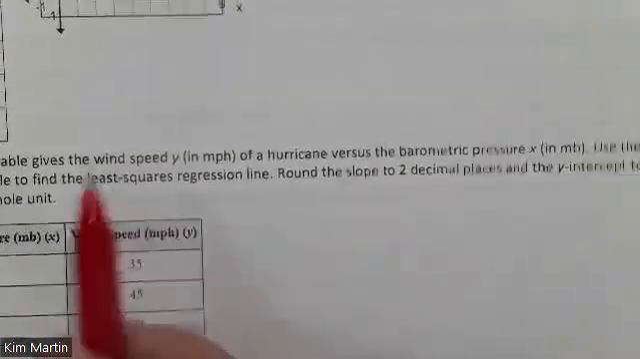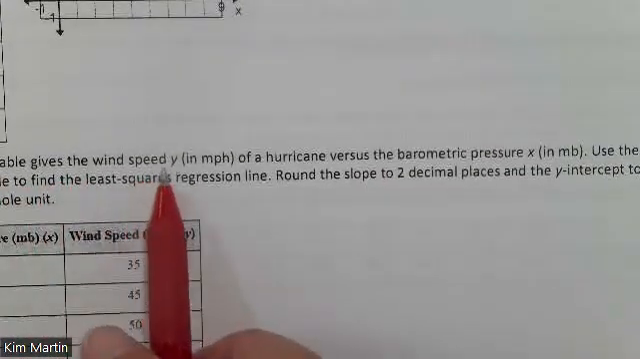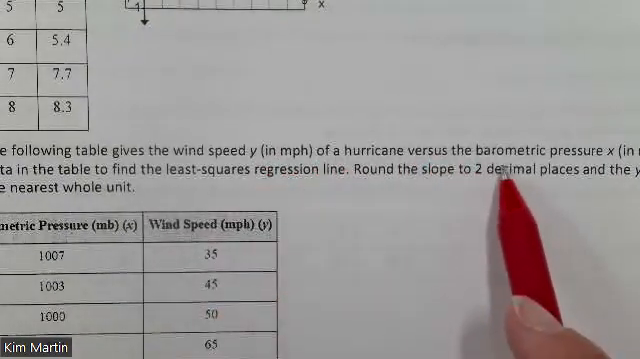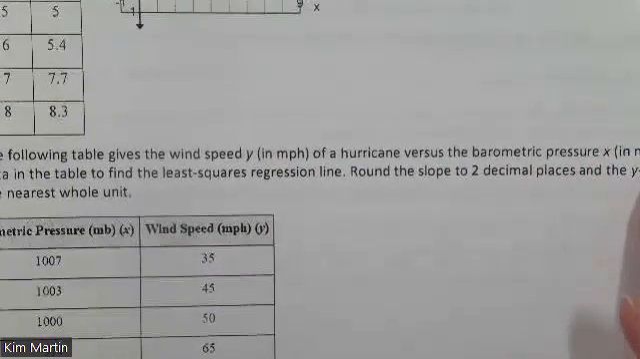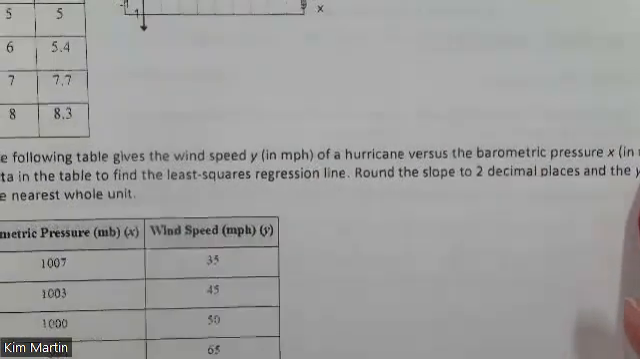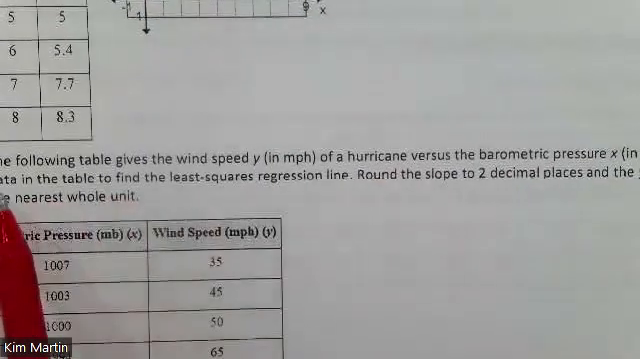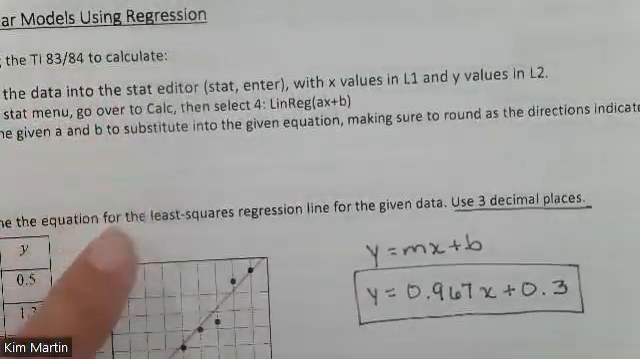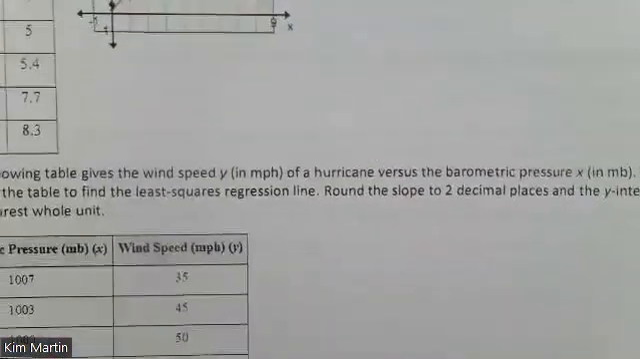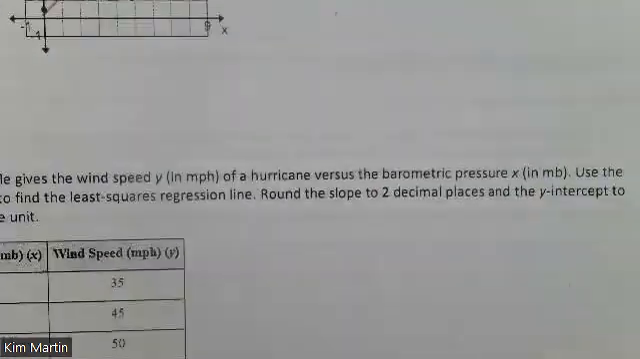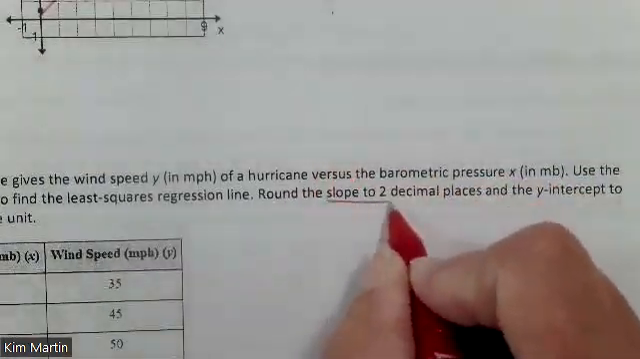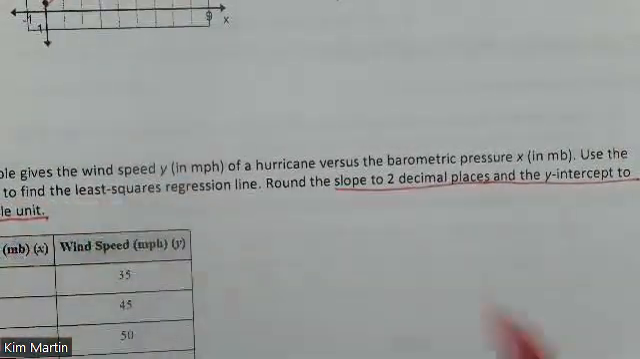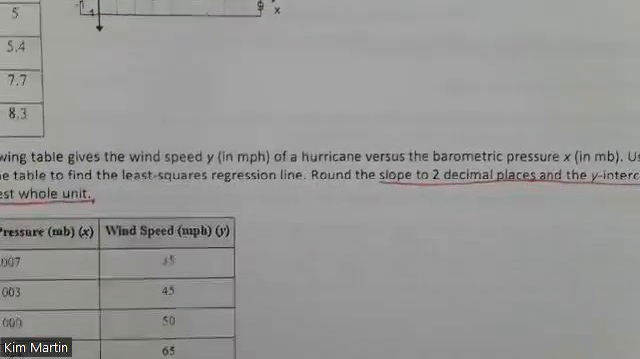Now, the following table gives the wind speeds, Y in miles per hour of a hurricane versus the barometric pressure X in whatever MB stands for, I don't know. Use the data in the table to find the least squares regression. That's what we're talking about. It's the same directions up here, but be careful. Pay attention to your instructions because it says round the slope to 2 decimal places and the y-intercept to the nearest whole unit. Because I made that mistake last class.